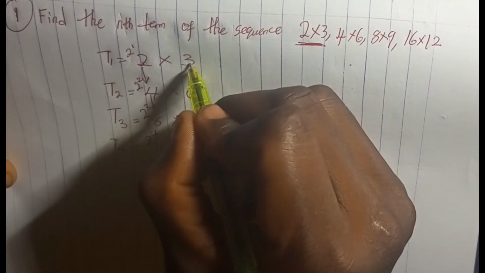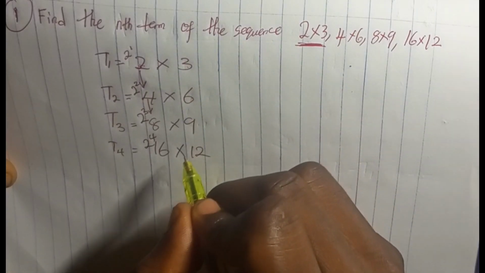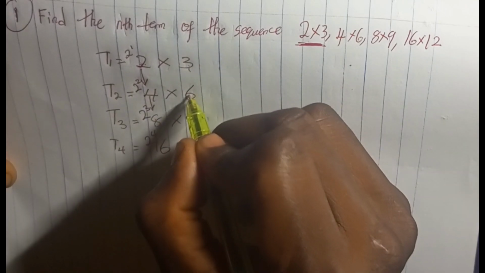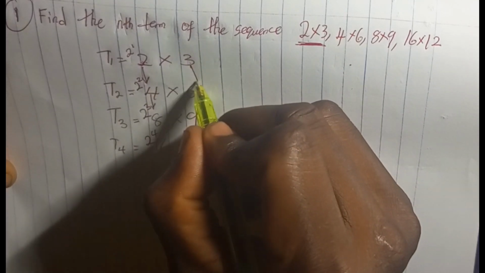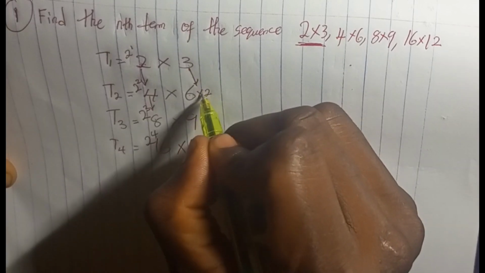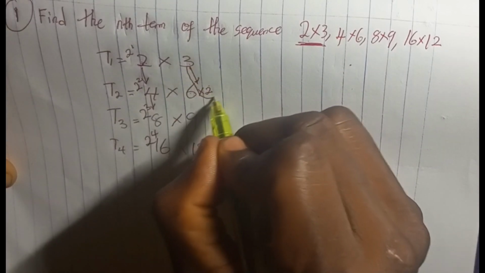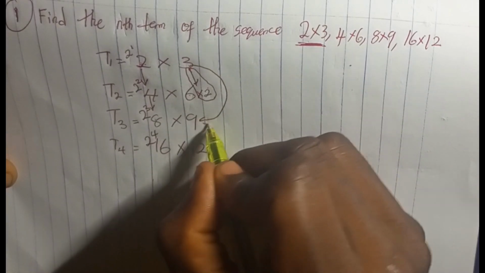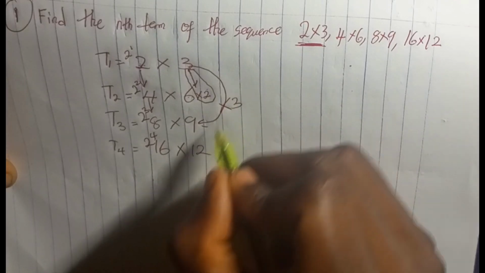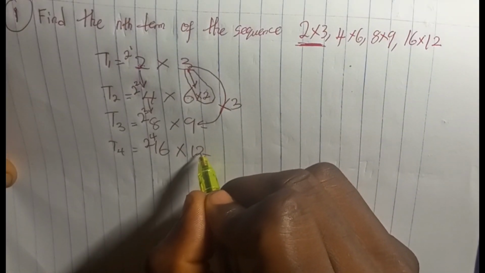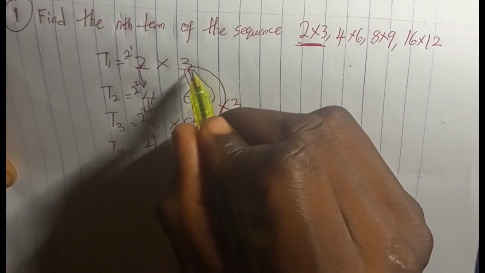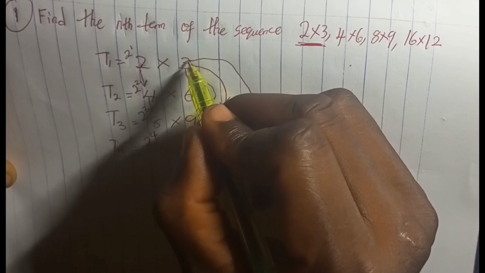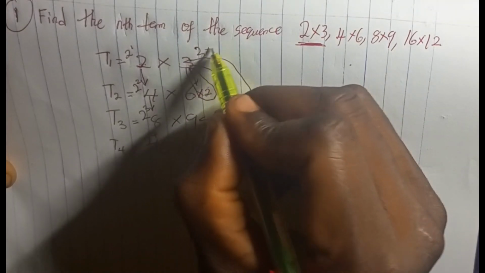Now, if you watch this second column, what did they do to this 3 to get this? They did 3 times 2 to get 6, right? Now, how did they get this 9? Considering this 3, they did this 3 times 3, right? And to get this 12, they did 3 times 4. And we can see that what they actually did to get this 3 is 3 times 1.